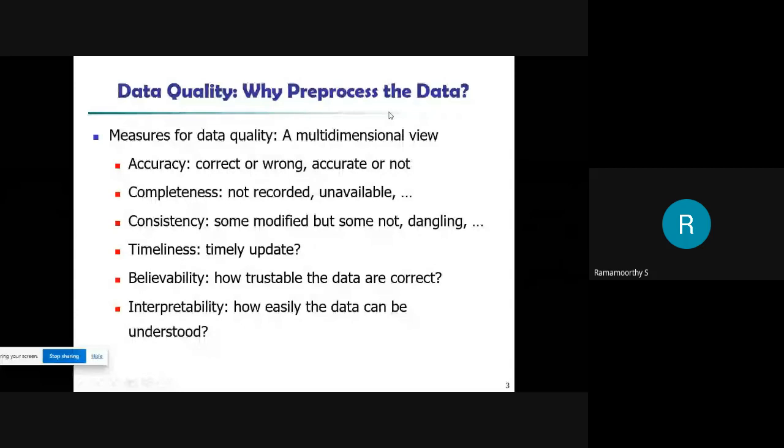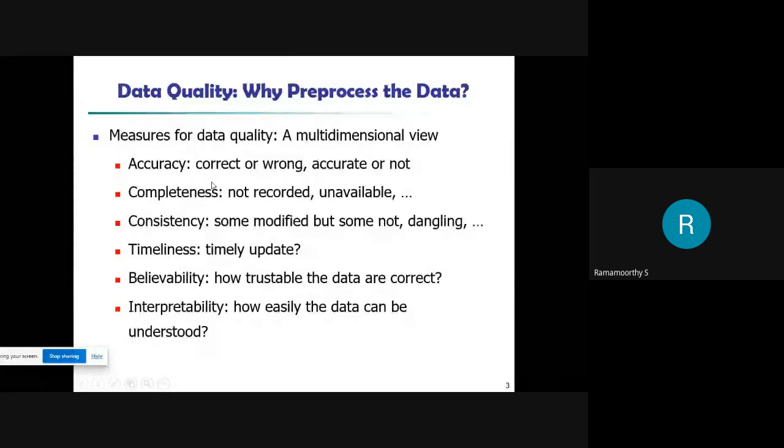So first one is data quality. Why do we need to pre-process the data? As I mentioned before, any data mining or prediction quality depends purely on the quality of the data which you are feeding as input to that process, right? So what are the measures available for data quality? The first one, multi-dimensional view. So how to measure the data quality?